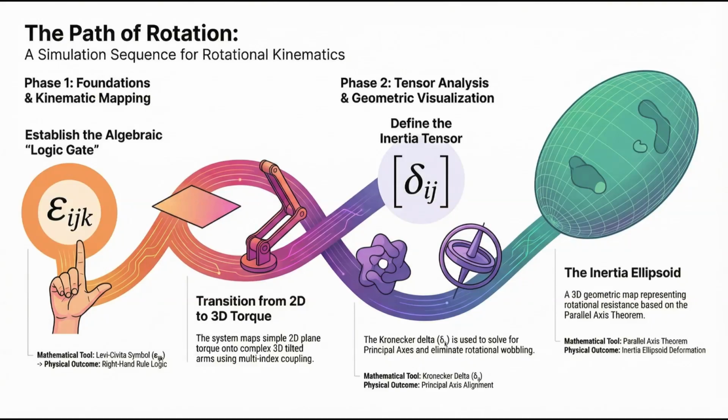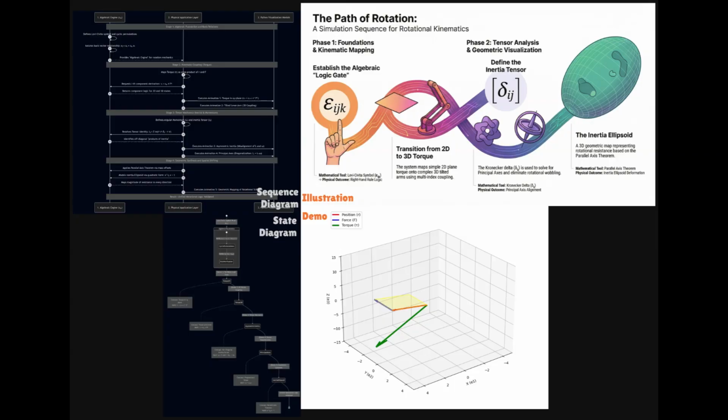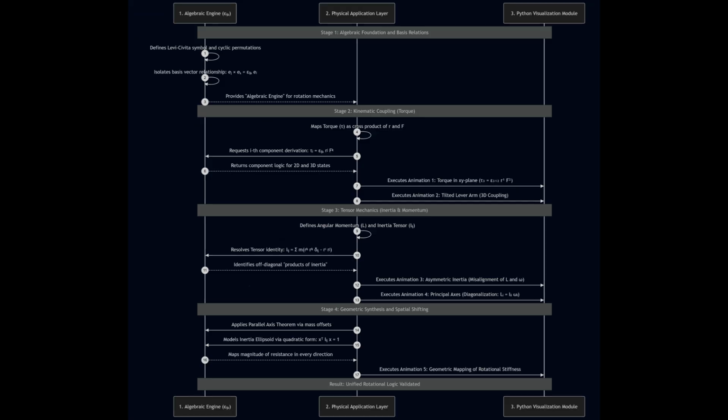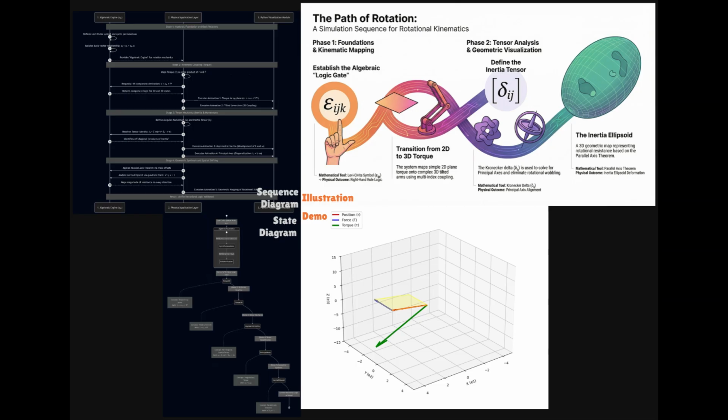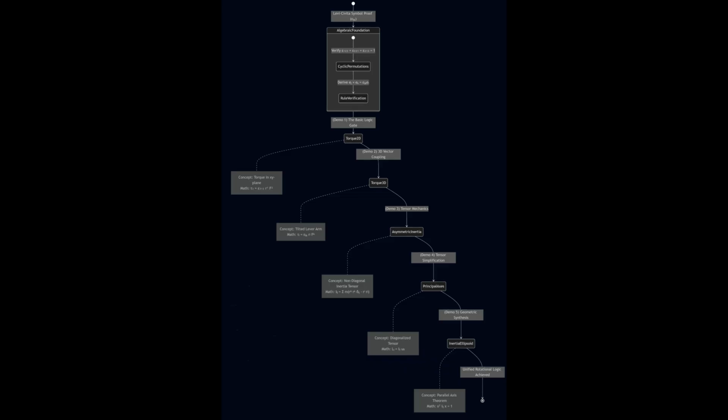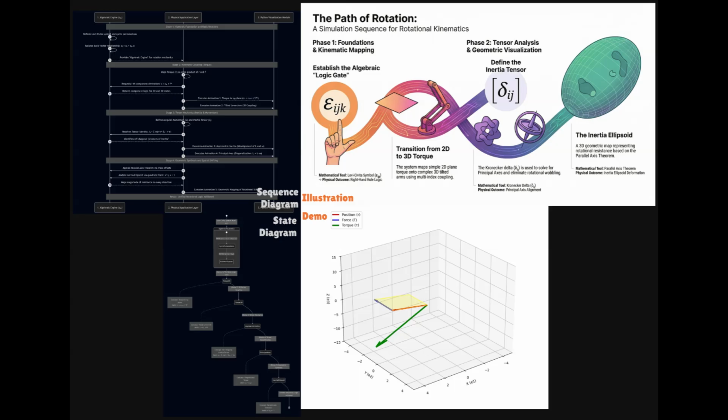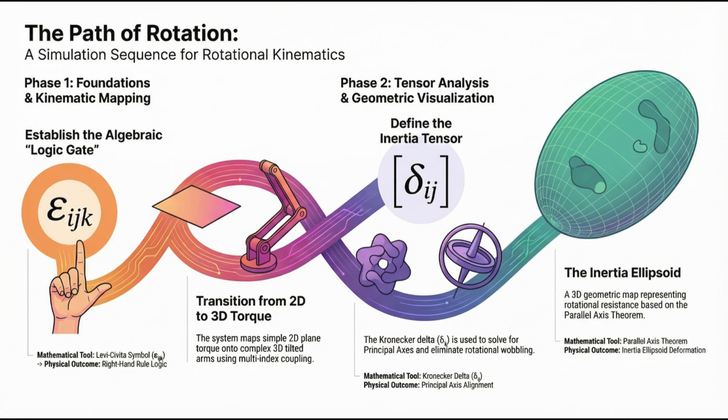The derivation sheet, proving the cross-product rules with the Levi-Civita symbol, provides a comprehensive bridge between abstract algebraic proofs and the physical mechanics of rotating bodies. It begins by using the Levi-Civita symbol as a logic gate to derive fundamental cross-product rules, demonstrating how index notation precisely governs the right-hand rule. This mathematical foundation is then applied to increasingly complex physical scenarios, such as 3D torque and the moments of inertia.